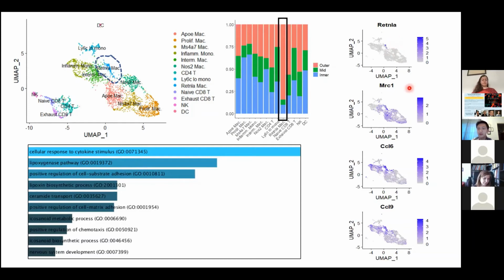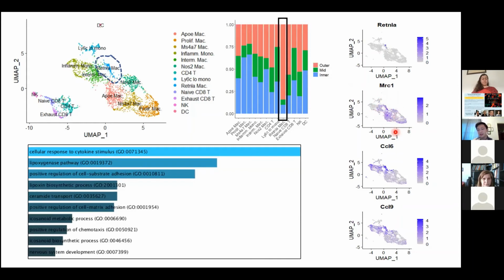And then, of course, I'm sure if you remember, the whole original intent of this was to segment based on this 206 reporter, which is driven, in this case, by the gene MRC1. And so if we overlay that MRC1 expression, you'll see that it actually covers quite a few macrophage populations. Not only does it cover the retnla population, but also this APOE macrophage population, and a little bit into the proliferative macrophages.